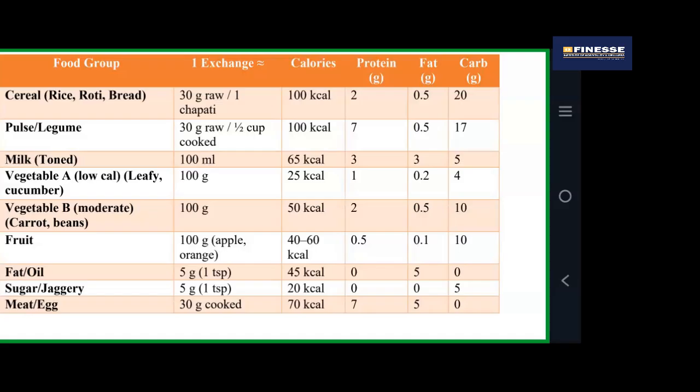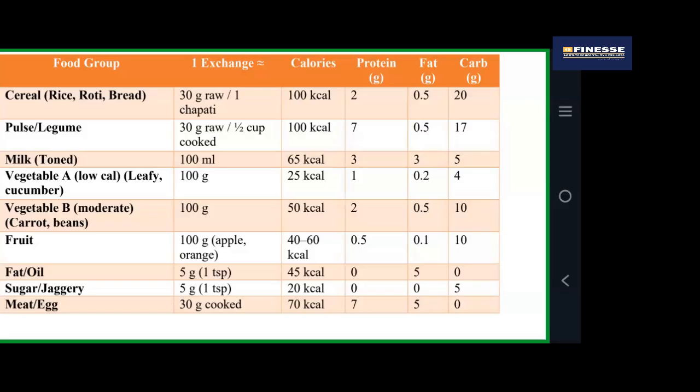Okay. For fruits, again, we take one exchange that is of 100 grams. We take approximate values because actually every fruit may vary differently. Some might be 70 grams, some might be 80 grams, some might be more than 100 grams. ठीक है, so एक approx value होती है one portion की, that is 100 grams. It will give you 40 to 60 kilocalories, 0.5 grams of protein, 0.1 gram of fat, and 10 grams of carbohydrates. ठीक है, then is your fats and oils.